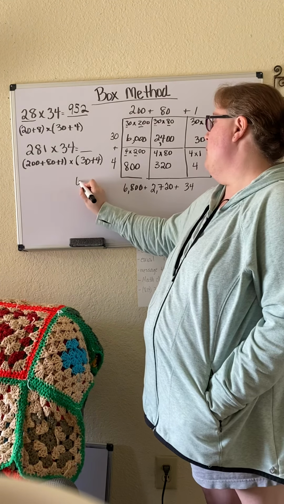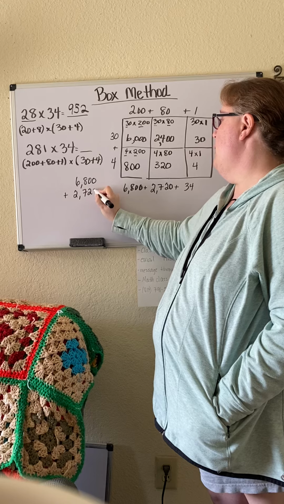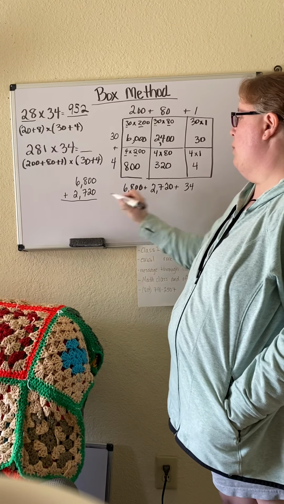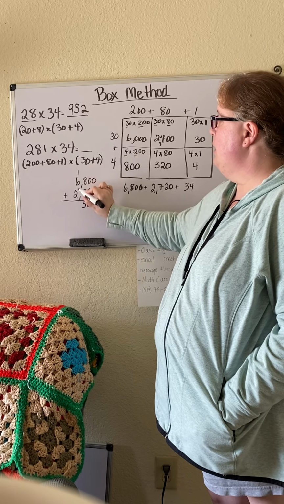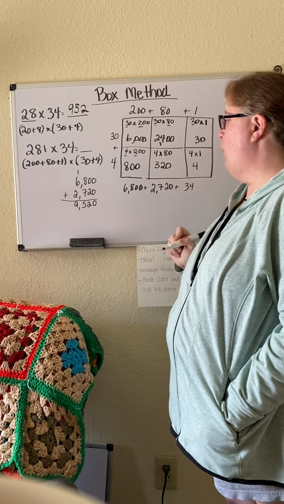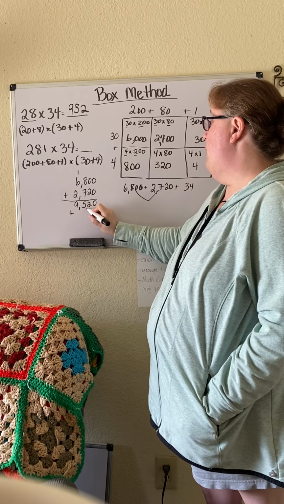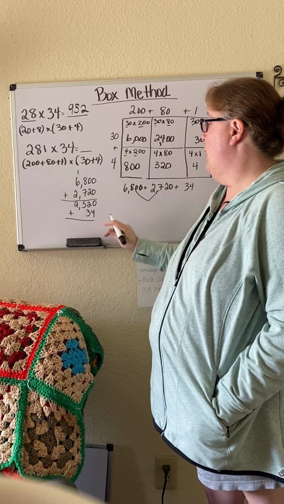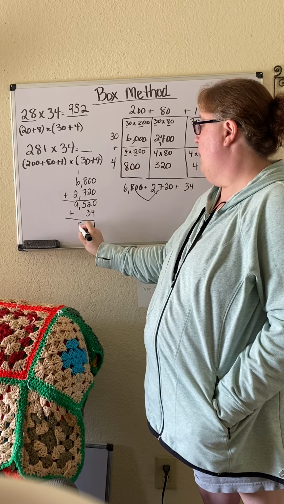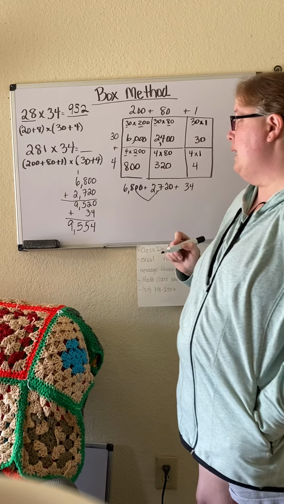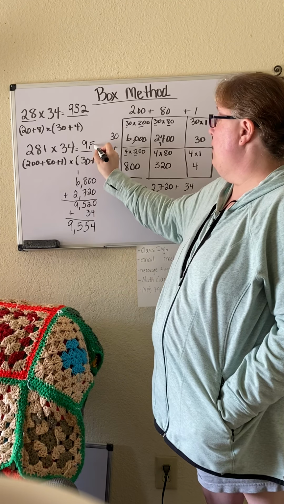I'm going to put this over here off to the side. So 6,800 plus 2,720. Do those two first. It gives me a 2, 15, 6, 7, 8, and 9. That was only these two. I still haven't added the 34, so I have to add that 34 in. That's 4, 5, 5, and 9. So my answer to 281 times 34 is 9,554.